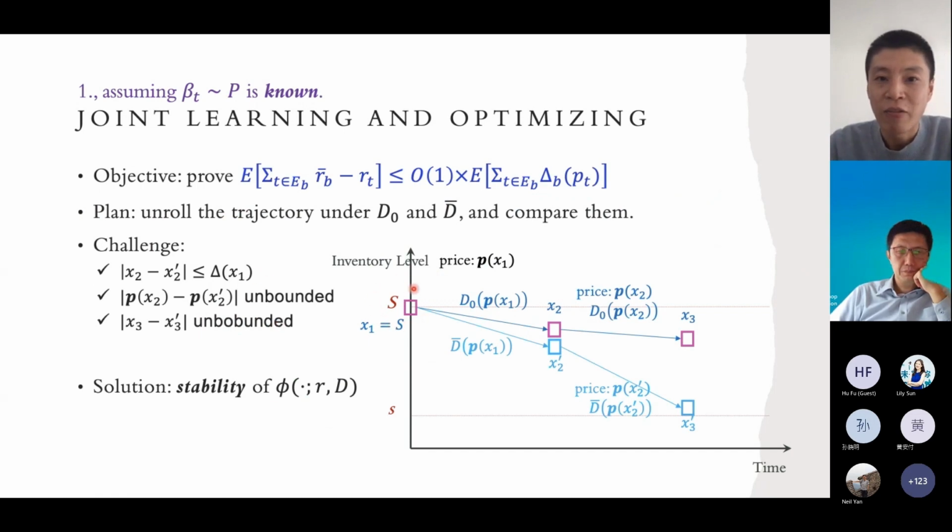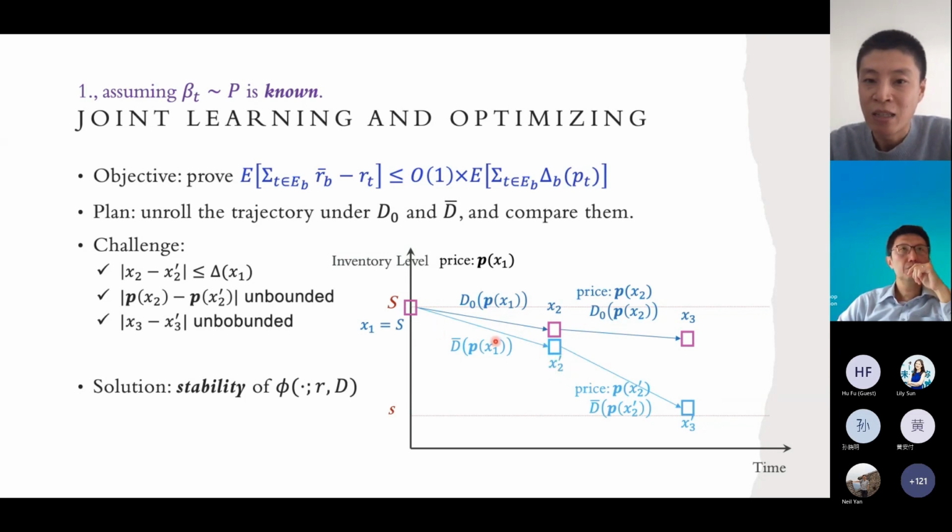Just to illustrate, let's say we start from an inventory level S at some time step, say time step 1, and at the first time we make a decision at price P. Then, due to our estimated model, we would incur an expected demand of D bar. So this is the UCB. But the realized real demand will be D0. So there will be a difference between the new inventory levels, say X2 and X2 prime. Because this is the estimation, they could be kind of close, so we can still say that X2 and X2 prime are close, so that we could still compare these two trajectories, the imaginary trajectory and the real trajectory.